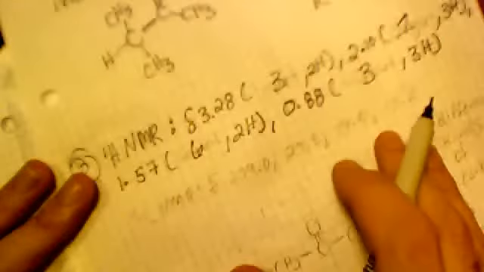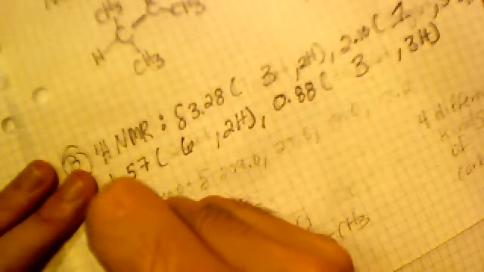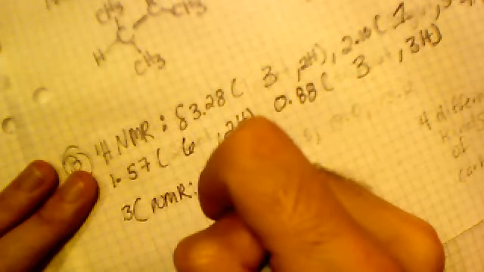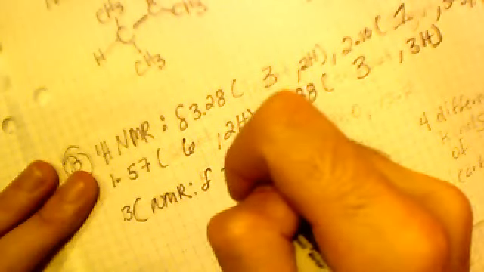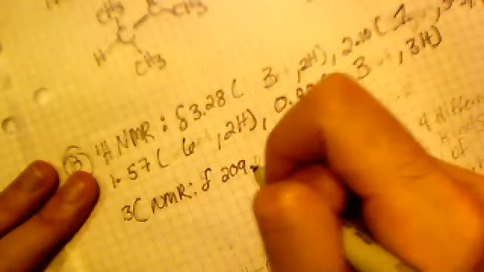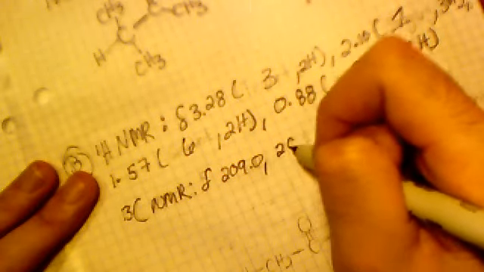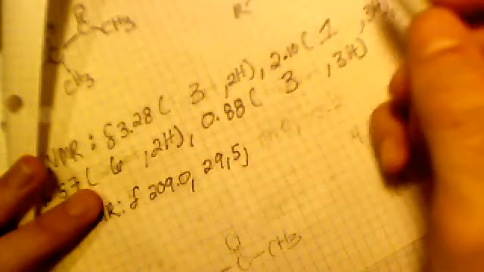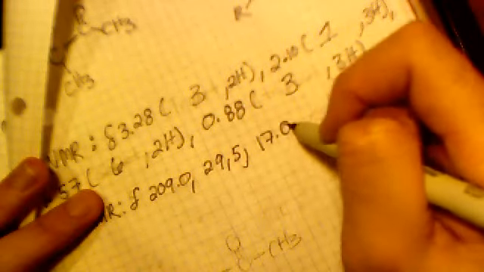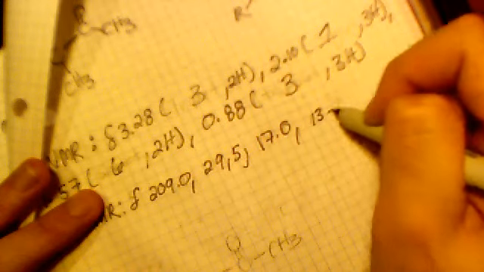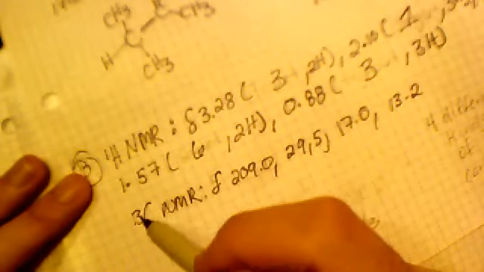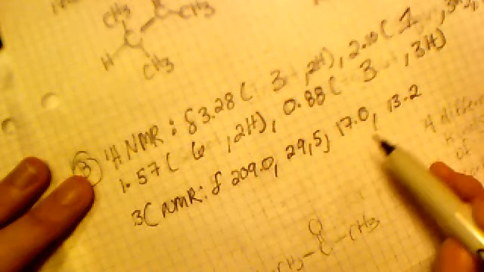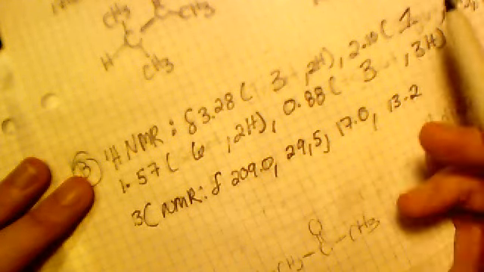And then they give us the carbon-13 NMR data. There's a chemical shift at 209.0, 29.5, 17.0 and 13.2. Notice when it's just 13C NMR, not the DEPT, we don't get how many hydrogens are attached to these carbons, we just get their chemical shifts.